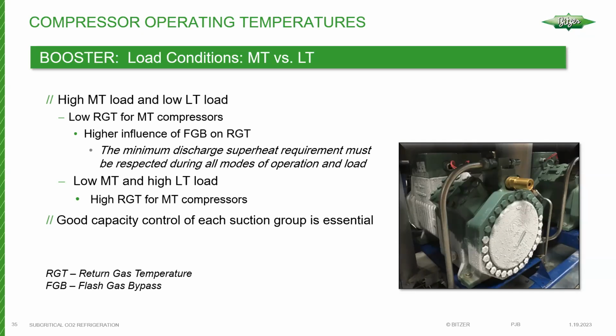barking out there. So here's a scenario where we have a high medium temperature load and a low temp load. And if these points don't make sense, by the way, I encourage you to tune in on February 16th and I'll clearly explain this in more detail. If you have a high medium temperature load and a low temp load, this will result in a fairly low return gas temperature for the medium temperature compressor. So that may make it hard to achieve the minimum superheat that's required for the medium temp compressor.